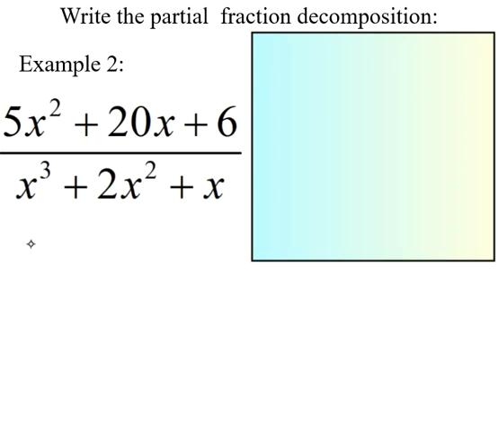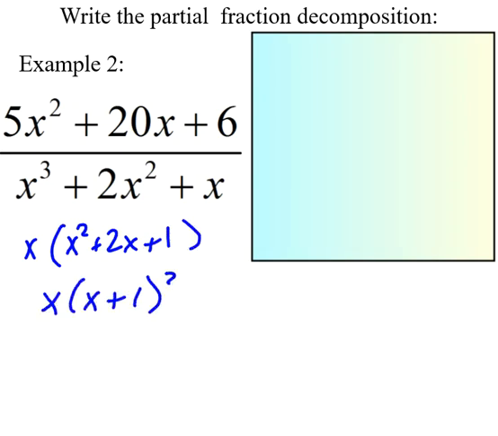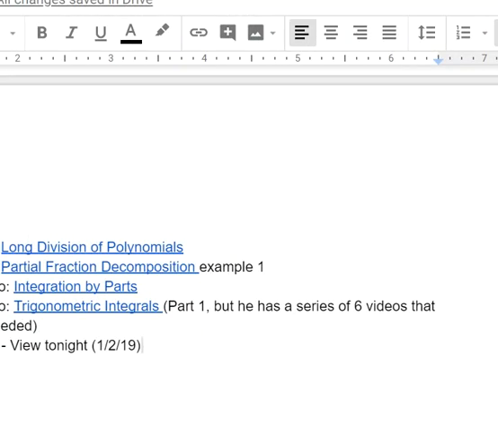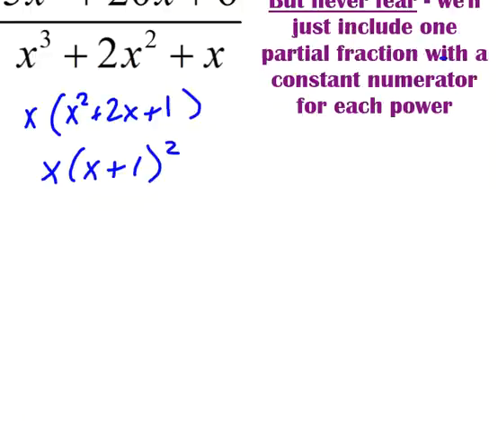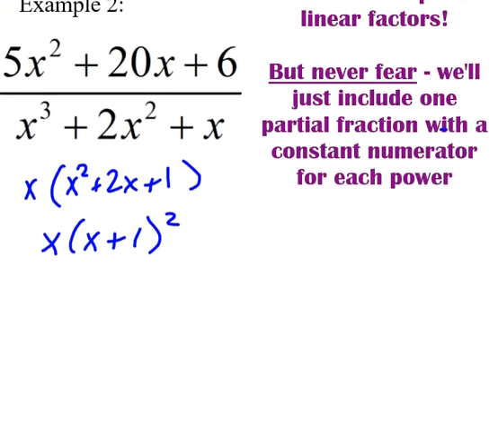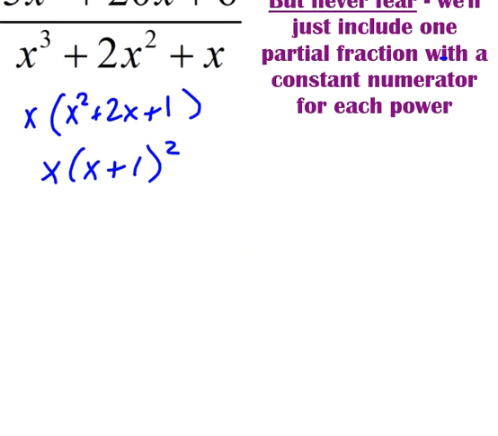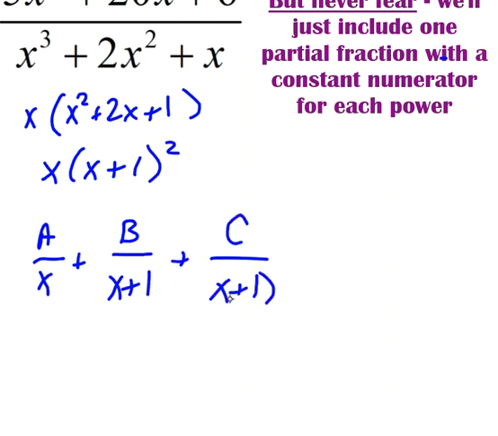Now in this case, when I look at that denominator, I have x, then x squared plus 2x plus 1. So when I factor that, it's going to be x and x plus 1 quantity squared. So instead of having distinct factors, now I have repeated factors, but we're not going to worry about it. We're just going to have multiple factors. So I'm going to have a over x plus b over x plus 1, just like in the last one. Now I'm going to have an additional factor for c over the quantity x plus 1 squared.